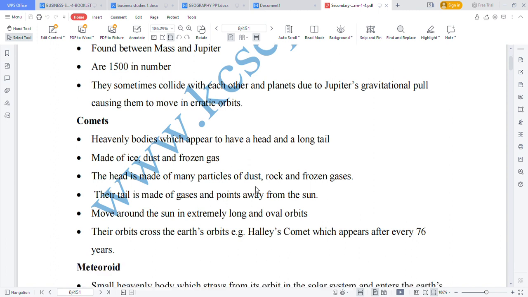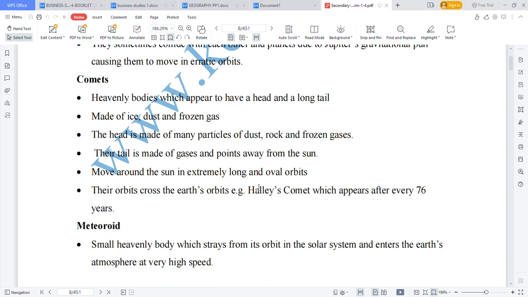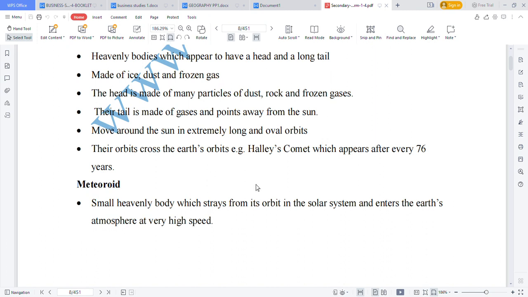Comets are heavenly bodies which appear to have a head and a long tail, made of ice, dust, and frozen gas. The head is made of many particles of dust, rock, and frozen gases. The tail is made of gases and points away from the Sun. They move around the Sun in extremely long oval orbits. Their orbits cross the Earth's orbit, e.g., Halley's comet, which appears after 76 years.